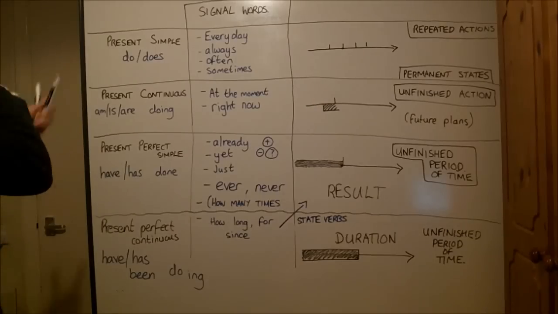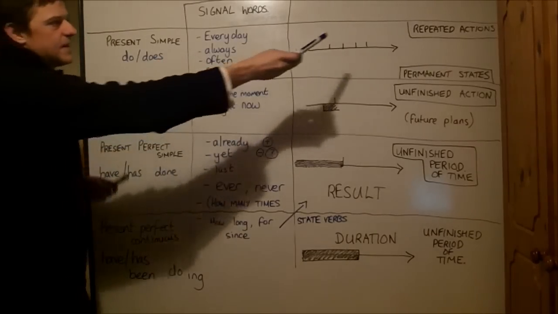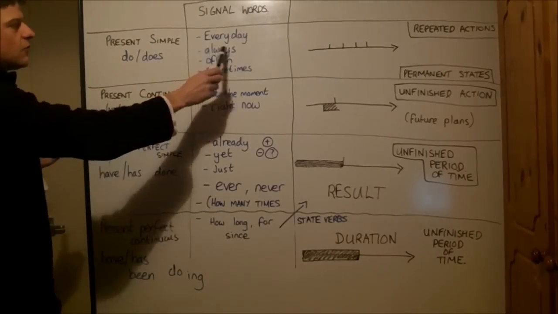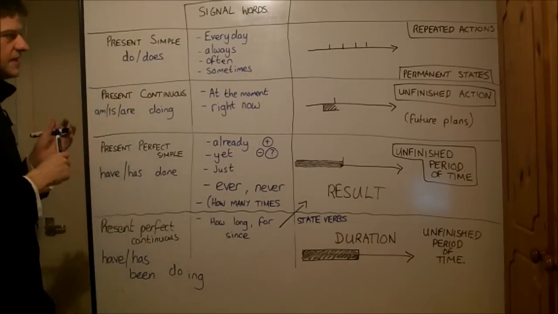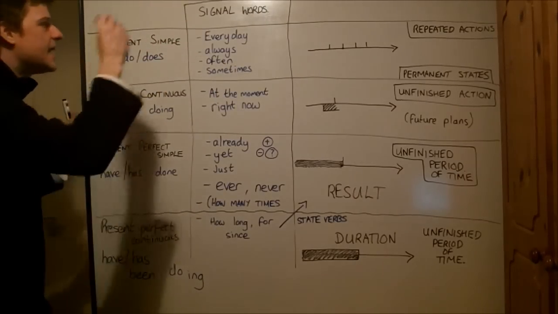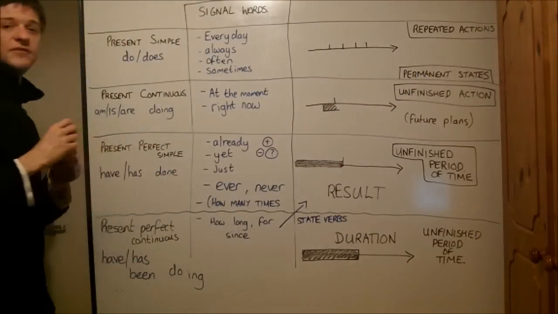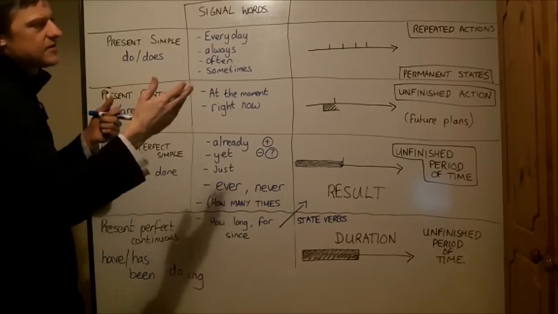Okay, so present simple should be pretty clear by now. This is for repeated actions. Every day I go to school. He always rides his bike. He often sees me on Tuesdays. Any repeated actions on the timeline, or any permanent states. You can also say I live in this town, because it's considered a permanent state.